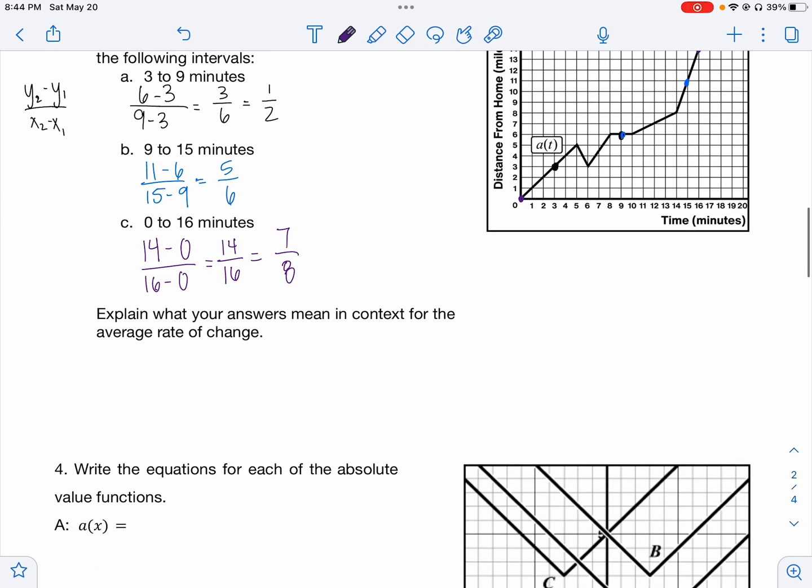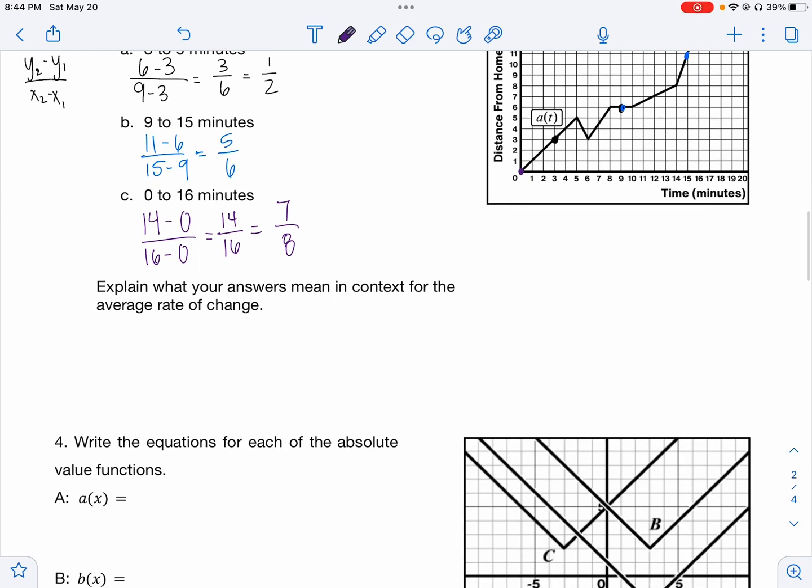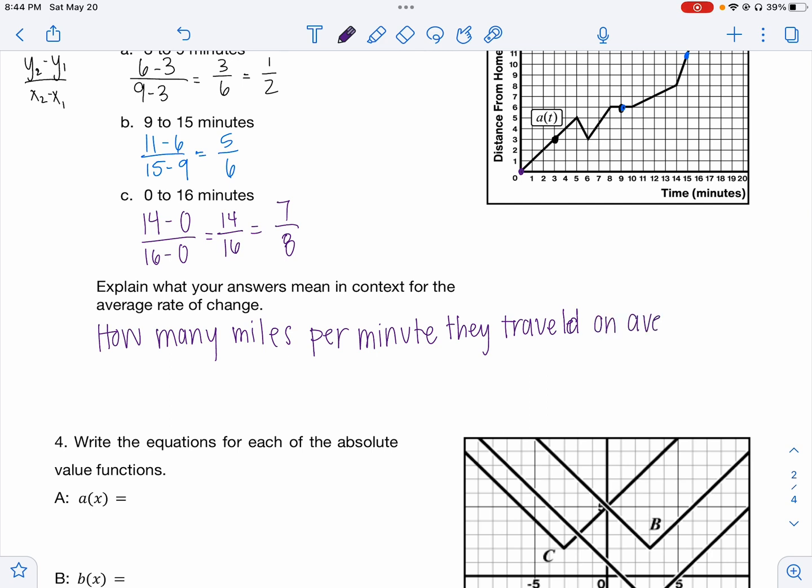Average rate of change in context means how many miles per minute they traveled on average during that time frame.